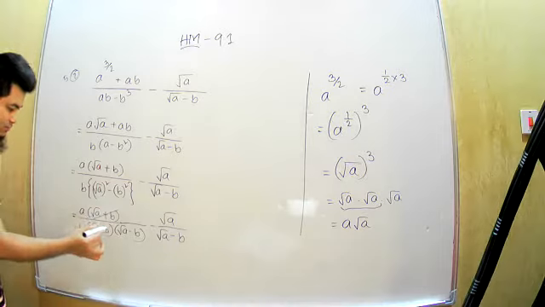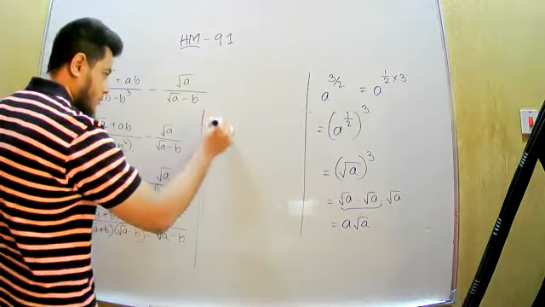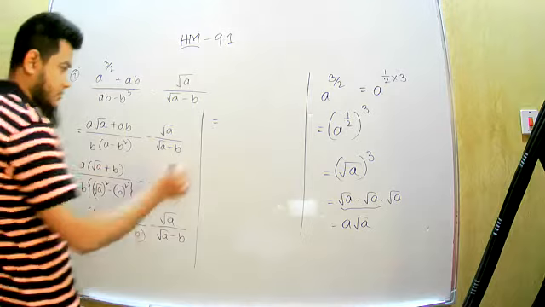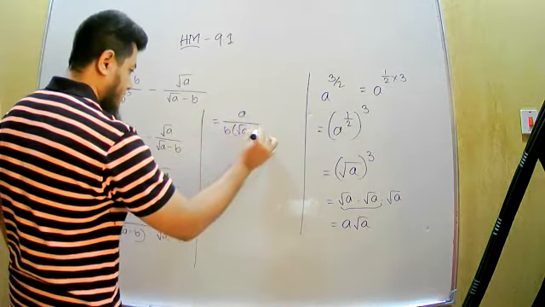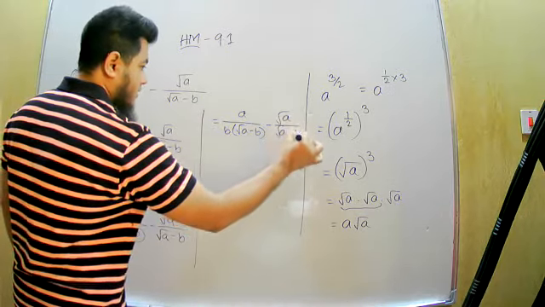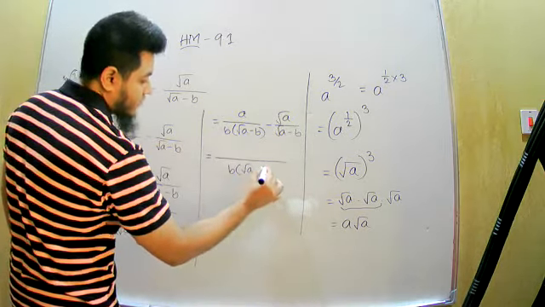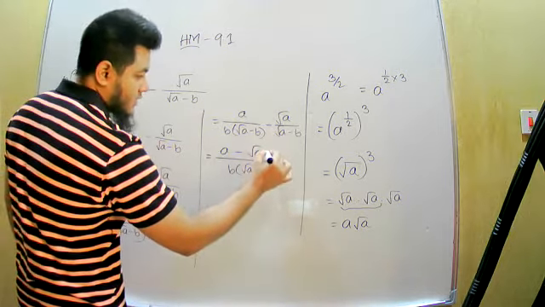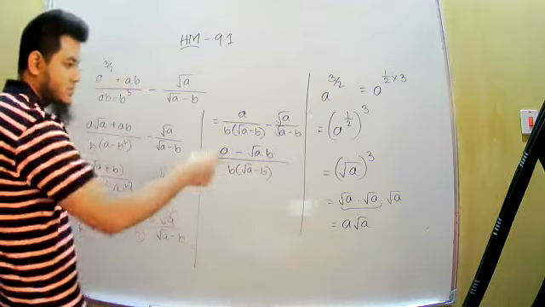So root a plus b, they will be cancelled, then we can write a by b into root a minus b, minus root a divided by root a minus b. So now if you do LCM, b into root a minus b, this one will be same a minus, but this one will be root a into b, because b is not here in the denominator, but in LCM it is there, so it will be multiplied.